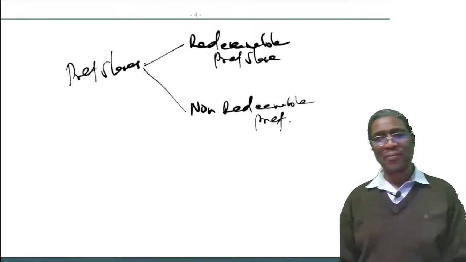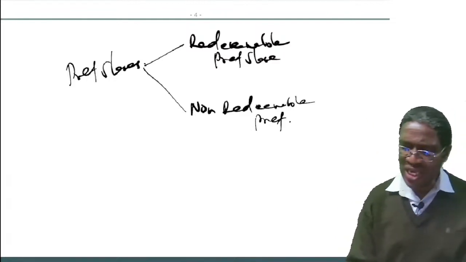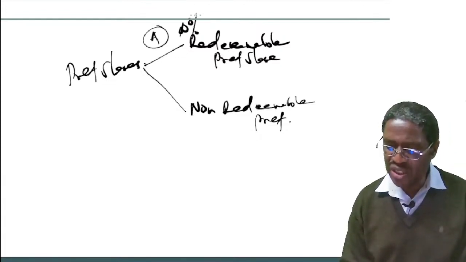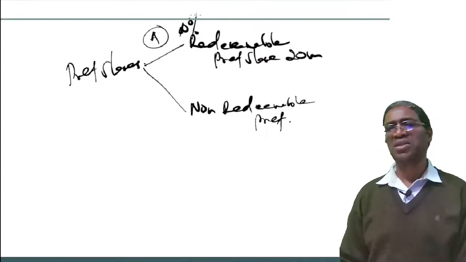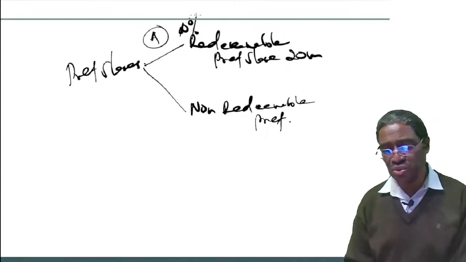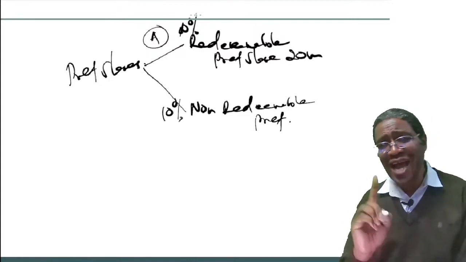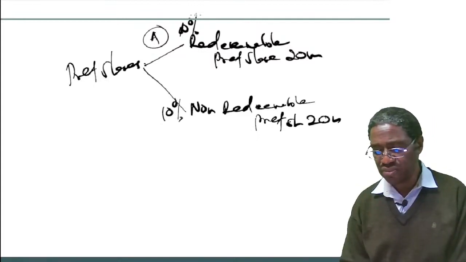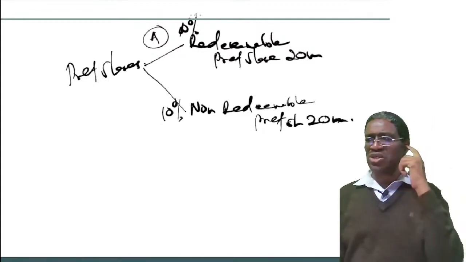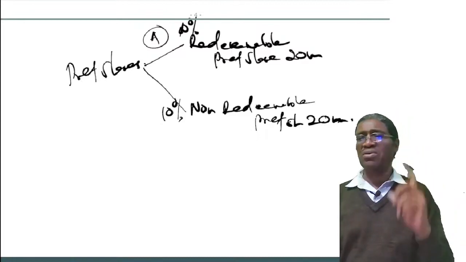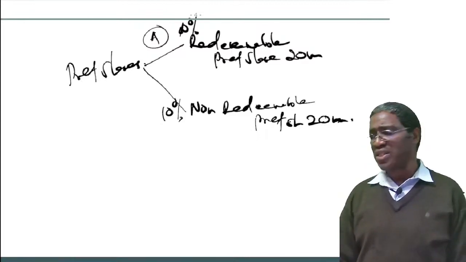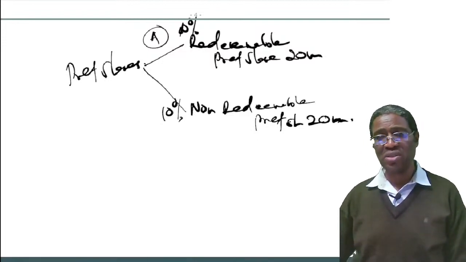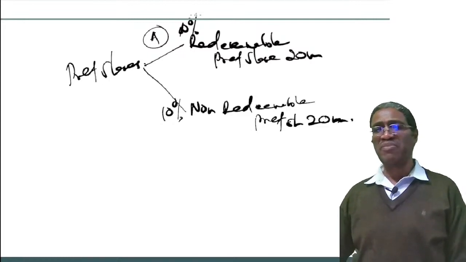Now, let's assume company A issued 10% redeemable preference shares worth 20 million. Company B issued 10% non-redeemable preference shares worth again 20 million. Let me start by asking you a few questions. When these two companies are preparing their balance sheet, some of you could be aware of this point that I want to ask, because you may have been taught before.